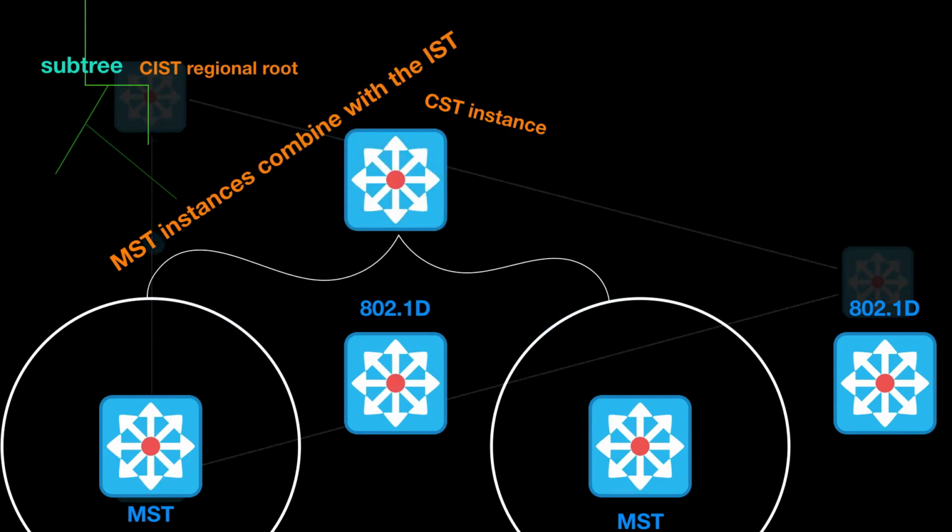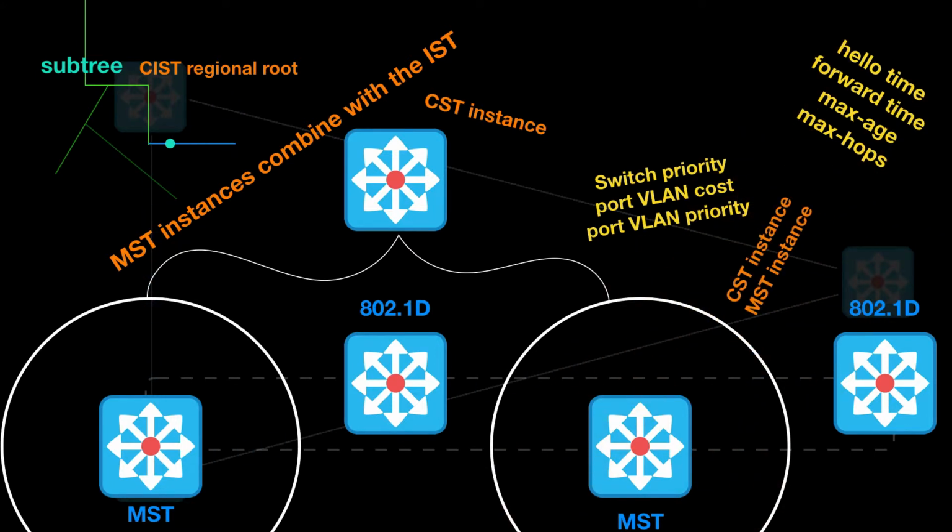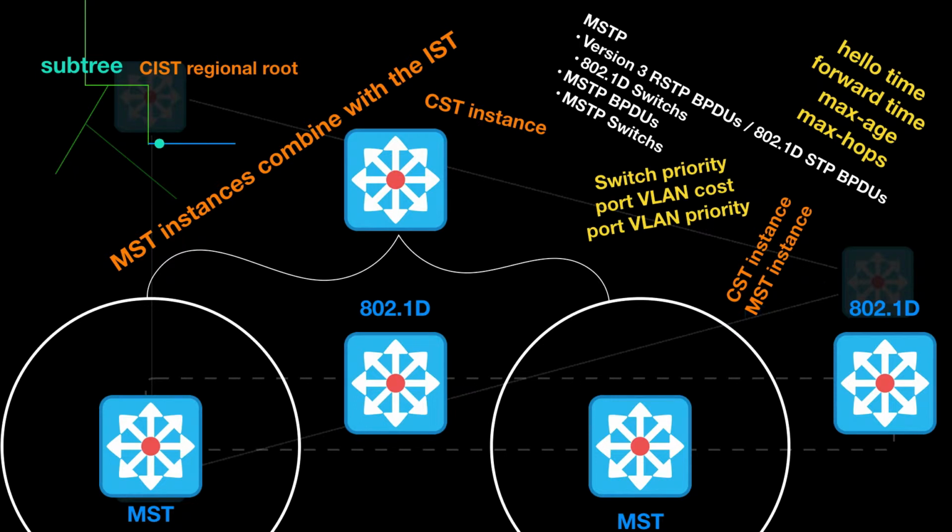Only the CST instance sends and receives BPDUs, and MST instances add their spanning tree information into the BPDUs to interact with neighboring devices and compute the final spanning tree topology. Because of this, the spanning tree parameters related to BPDU transmission, for example, hello time, forward time, max age, and max hops, are configured only on the CST instance but affect all MST instances. Parameters related to the spanning tree topology, for example, device priority, port VLAN cost, and port VLAN priority, can be configured on both the CST instance and the MST instance.